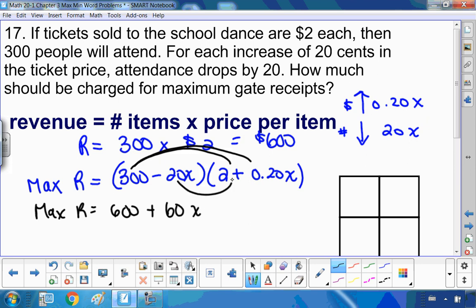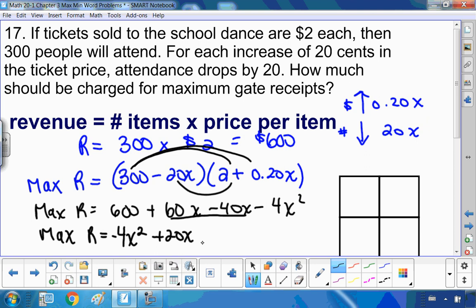Then we do negative 20 multiplied by 2, negative 40x. And negative 20 multiplied by 0.2x is negative 4x squared. So let's write this in descending powers of x. So I have a negative 4x squared, 60 take away 40 is 20x, plus 600.